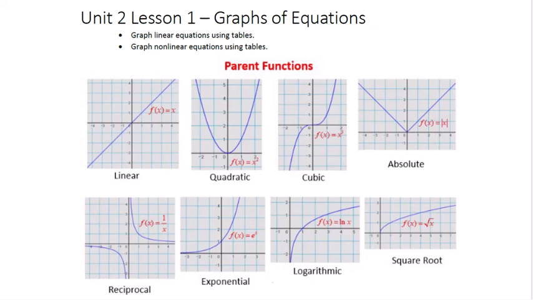So here on the notes below, you can see that I have f of x equals x, which is the linear equation, x squared, which is the quadratic equation, x cubed, which is the cubic equation. These vertical bars around an x are for absolute value. Whenever x is in the denominator, like the example 1 over x, that is a reciprocal. e to the x is exponential. ln of x is logarithmic, and the square root of x is a square root function.